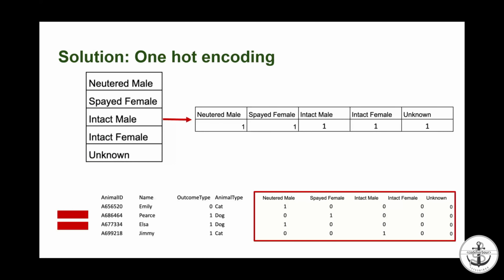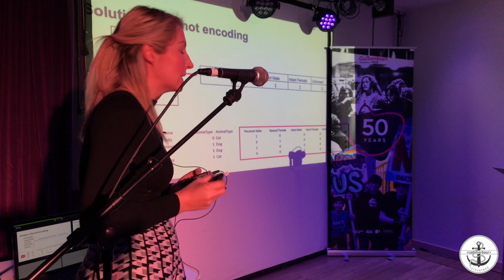So a better solution for that is called one-hot encoding. With one-hot encoding, it's a similar sort of thing, but what we're doing is taking each value and giving it its own column, and then within that column we have a 1 or a 0, whether it's present or not present.